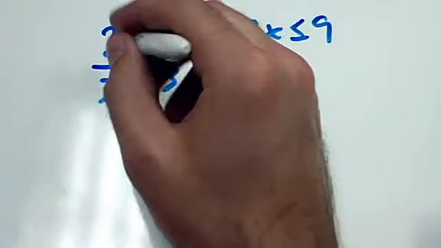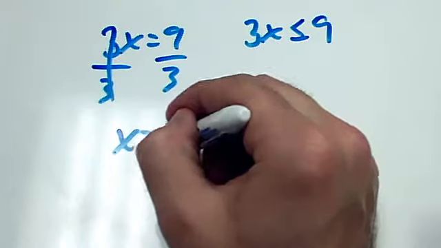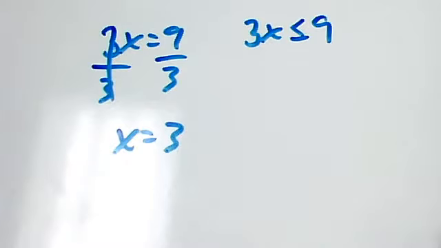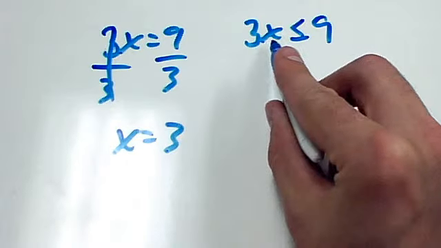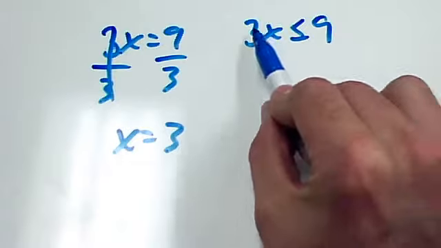Okay, so if we actually solve it, divide by 3 on both sides, we have x is equal to 3. Okay. Let's try to find some values that would make this statement true.